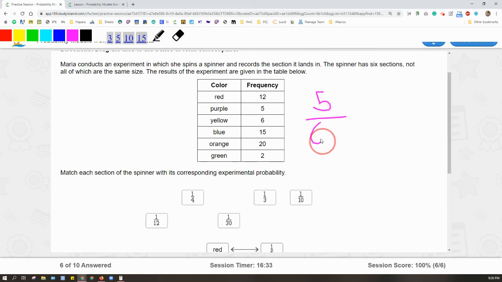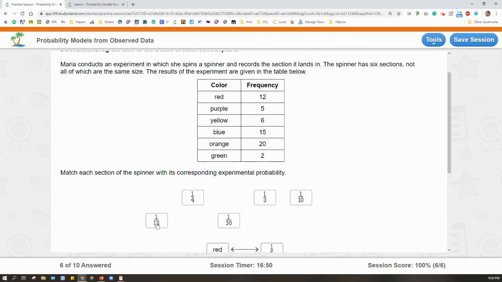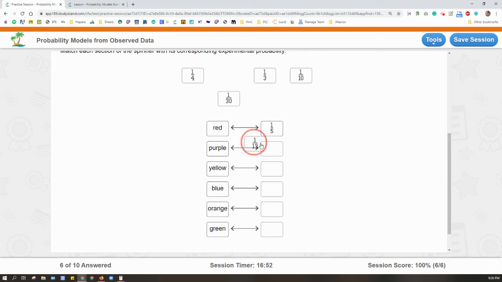And what do 5 and 60 both divide by? What is that fraction if we simplify it? 5 divided by 5 is 1, and 60 divided by 5 is 12. They both divide by 5. So when we simplify 5/60ths, we get 1/12. So purple is going to be 1/12, and sure enough, that is one of our choices. 1/12 is right there for purple.